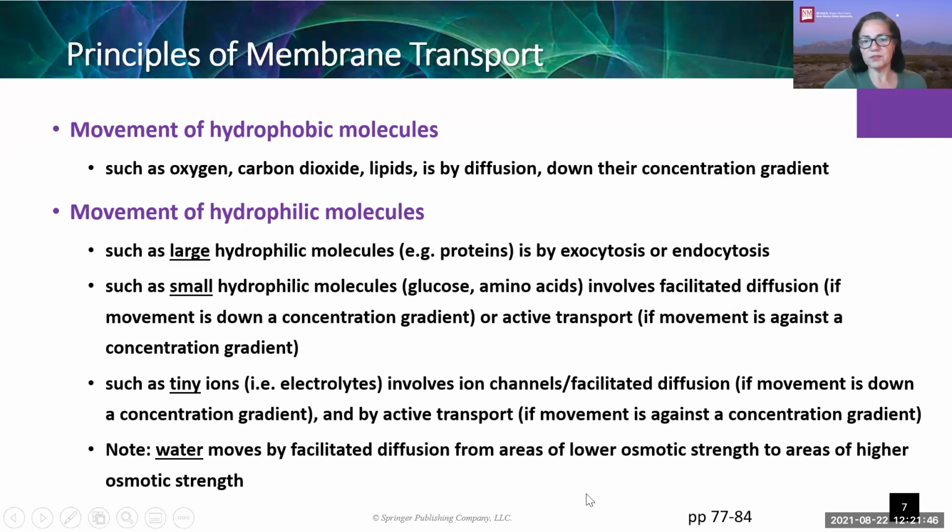What we do is move ions around to encourage the water to move. So water will move from an area of lower osmotic strength to areas of higher osmotic strength. Another way to think about that is water follows sodium. So wherever you have a lot of sodium, water tends to be drawn in that direction. And so to move water around, sometimes what we'll do is pump sodium and then let the water follow that. Okay, this information, pages 77 to 84 in the textbook.